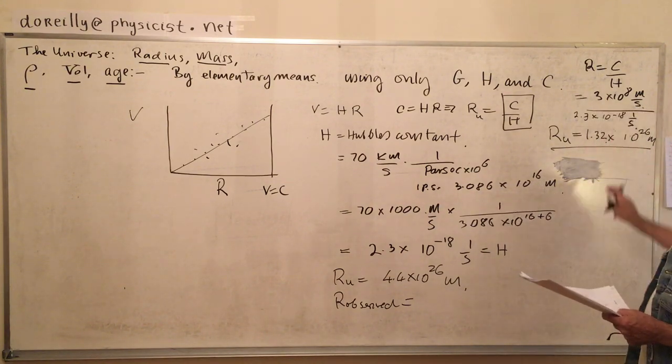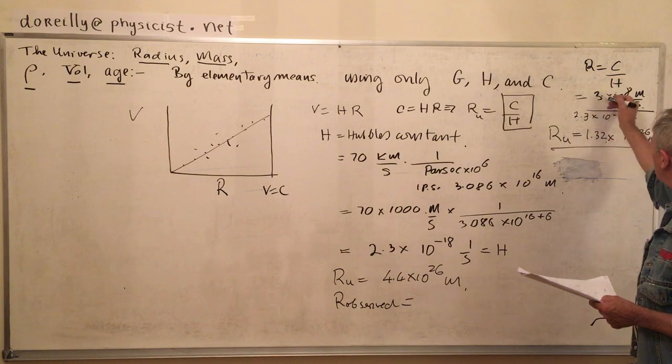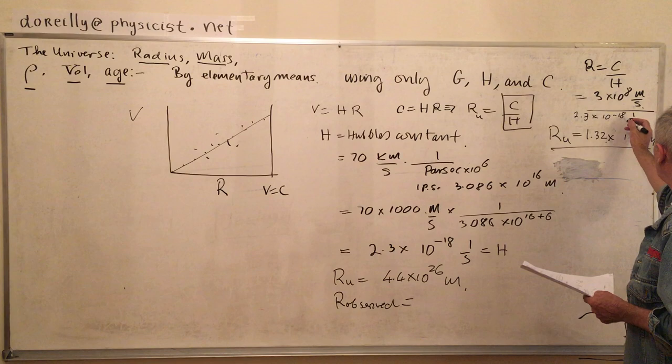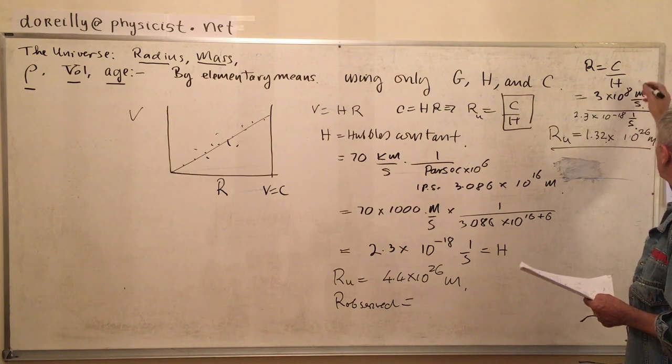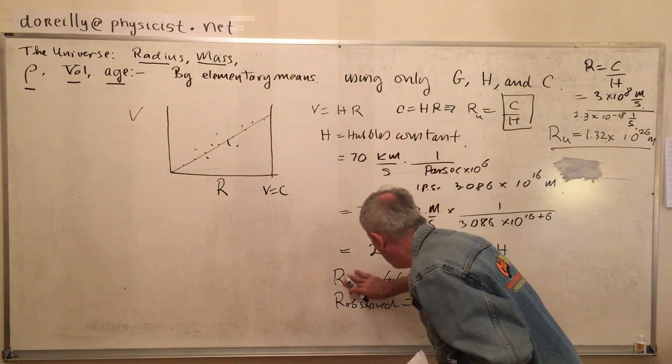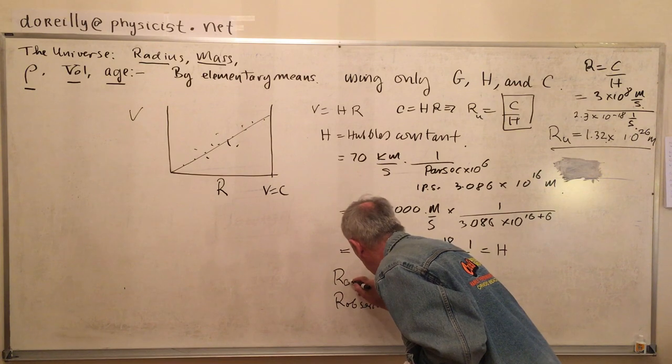I get 1.32. This works out to be, that goes into that 1.32 times. 2.3 into 3 is 1.32. 10 to the power of negative 18 times 10 to the power of 8 is 10 to the power of negative 8, negative 16, positive 26. So that's what it is. This is the observed speed.